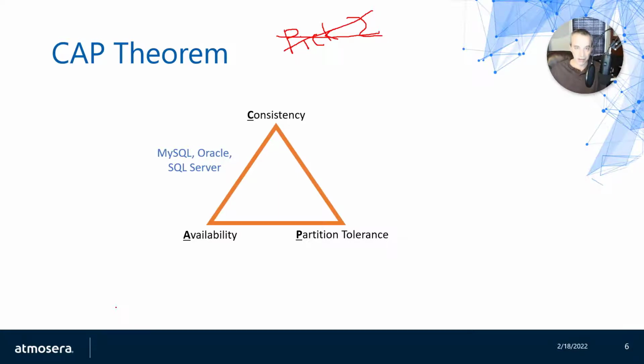So if something went down in the data center, usually it was systemic. Everything in the data center went down. So the database didn't really have to worry a whole lot about partition tolerance. Rather, it just needed to ensure that the database nodes were available and there was consistency available there as well. So whenever a write happened, it was replicated across all the database nodes and it was available to all of the clients that were trying to read that data. So that's why you see these more traditional databases, MySQL, Oracle, SQL Server, in the CA combination over here on the left.